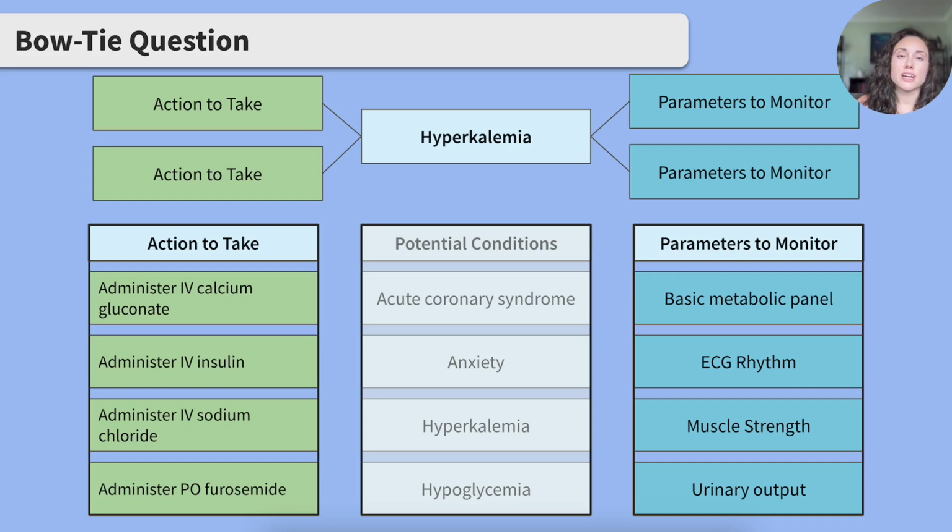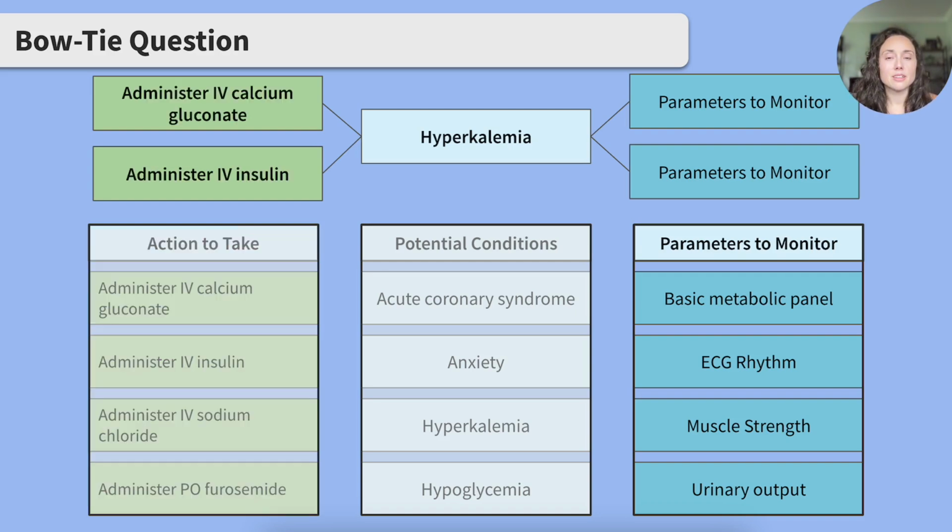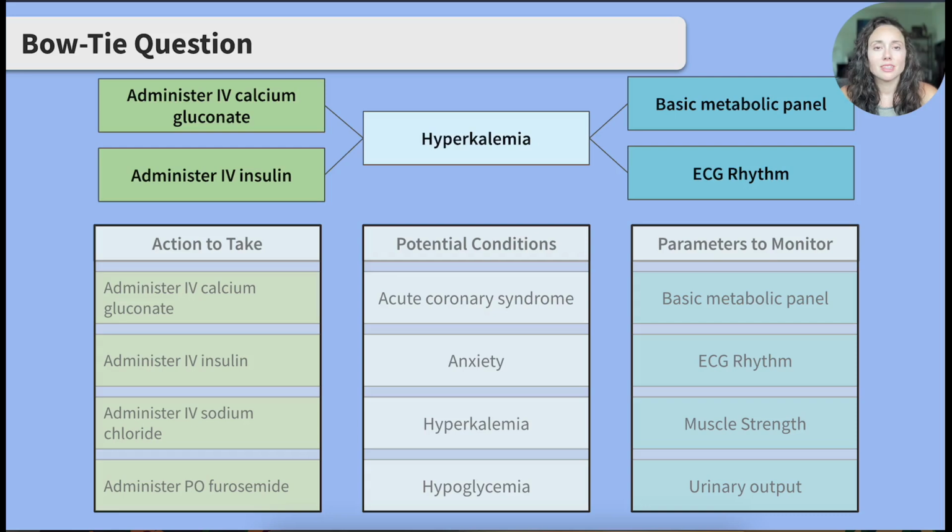Pause here if you'd like to try to answer the question. If you'd like to follow this one through, stick with me. The actions to take are administer IV calcium gluconate to stabilize the cardiac cells and IV insulin to quickly decrease potassium levels. The parameters to monitor are basic metabolic panel and ECG rhythm to make sure that the potassium is going down and the client doesn't develop a dysrhythmia.